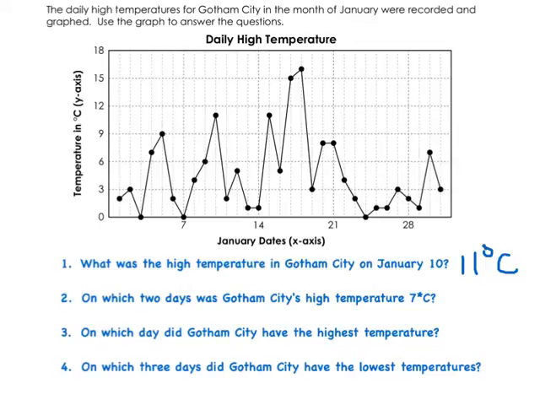The next question says, on which 2 days was Gotham City's high temperature 7 degrees? Well, I need to find my 7 degrees first. So I'm over here at 3, 6, 7 is going to be about right here. So I'm going to go straight over. Well, there's one dot. And if I came down, this would be, let's see, this is the 7th, 6, 5, 4. So one of those dates would be the 4th.